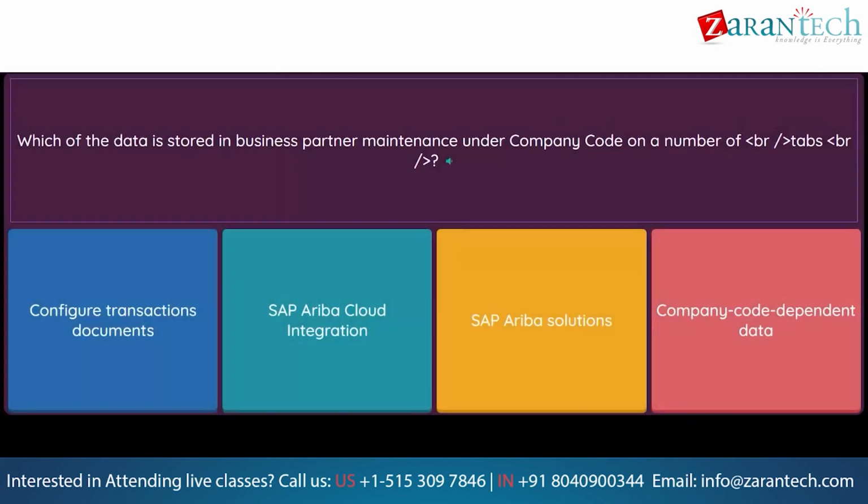Question, which of the data is stored in business partner maintenance under company code on a number of tabs? Option 1, Configure transactions documents. Option 2, SAP Ariba Cloud integration. Option 3, SAP Ariba solutions. Option 4, Company code dependent data.